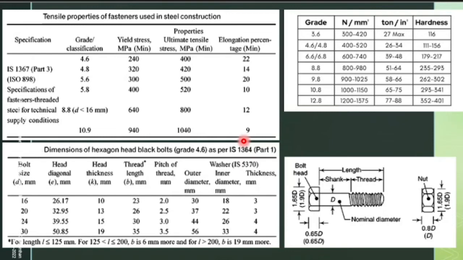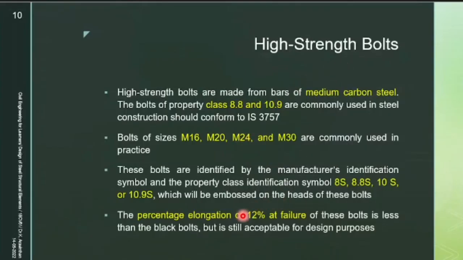If you are using higher grade of bolt, their elongation will be much lesser. Do you need your bolt to elongate much higher or you don't need it to elongate? Always the bolt should not elongate. Why? Because if the bolt is elongated, what will happen? The connection will become loose. The bolt always should not elongate much. So that is why high strength bolts have less than 12% elongation at failure. During the failure also it elongates 12% only.